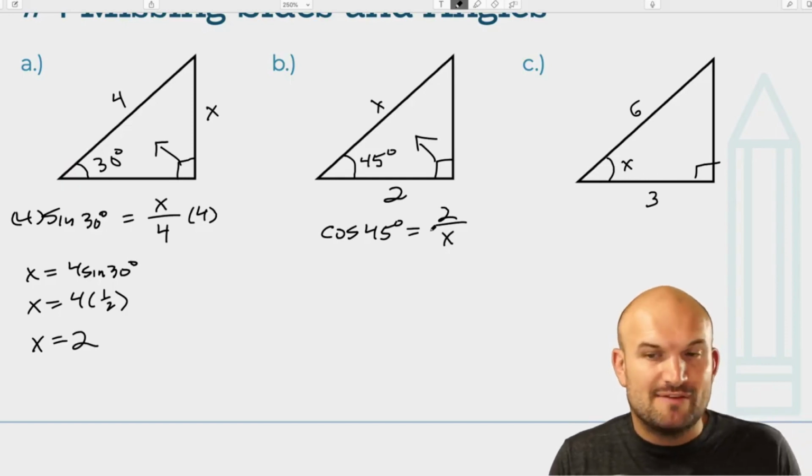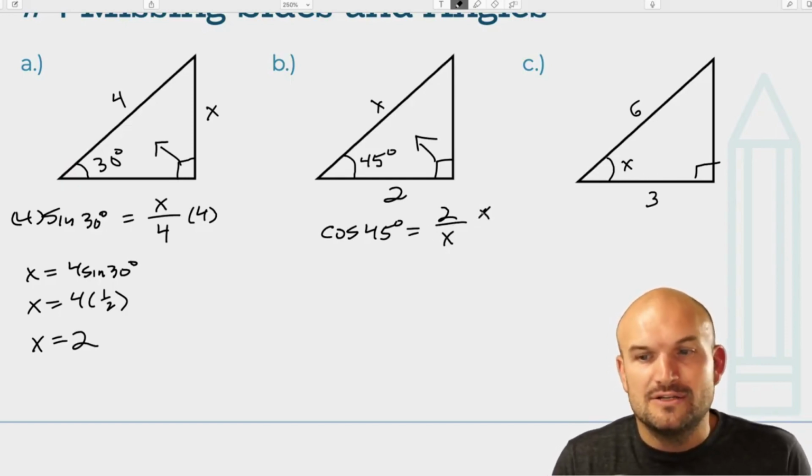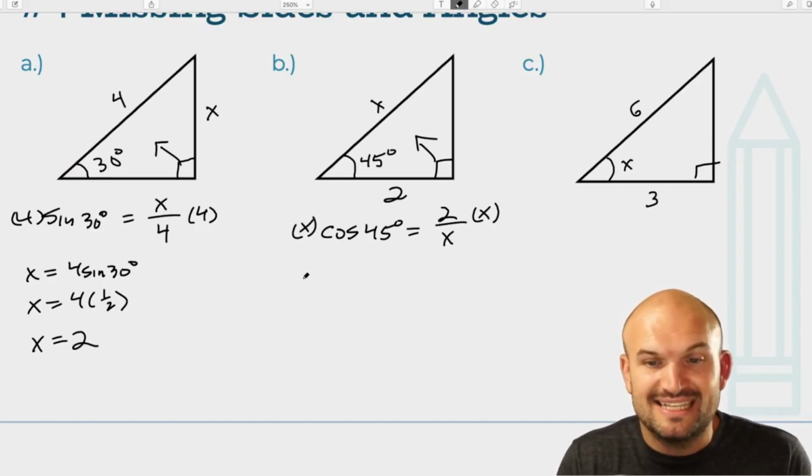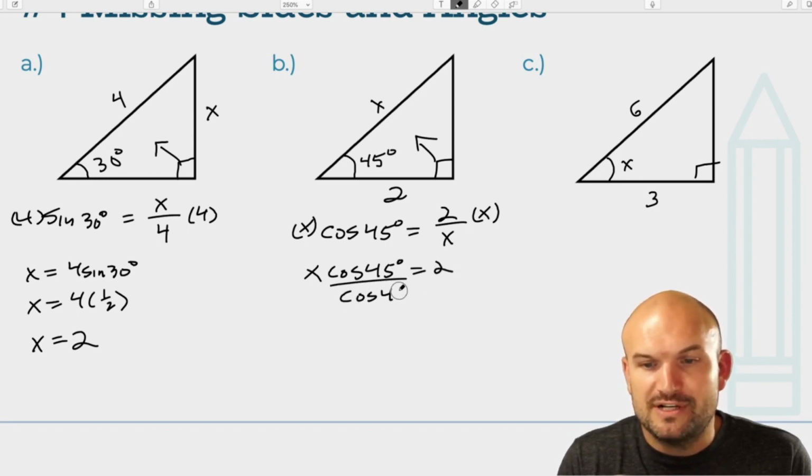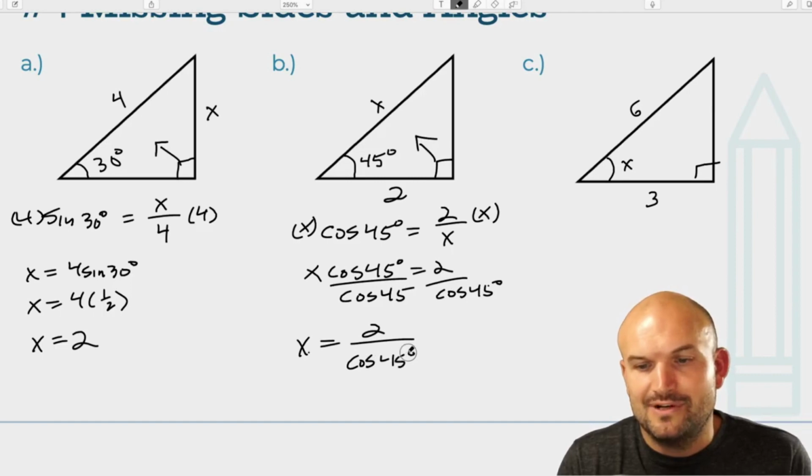Now the problem here is our variable x is in the denominator. So I need to do a couple of different steps. I need to multiply by x on both sides to get the x off the denominator, and then I need to divide by cosine of 45 degrees. Okay, so x equals 2 divided by the cosine of 45 degrees.